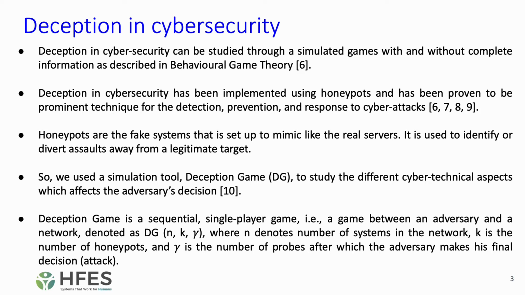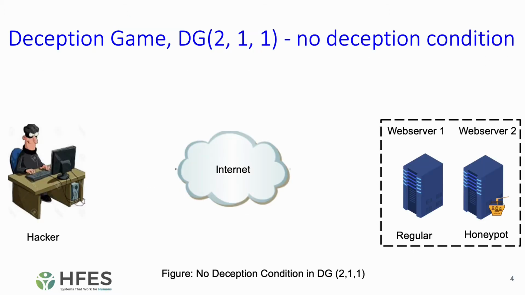DG is a single-player sequential game between the adversary and the network, denoted using the notation DG(N, K, gamma), where N denotes the number of web servers, K denotes the number of honeypots, and gamma denotes the number of probes after which the adversary makes his final decision. Here I will show you a demo of how DG211 depicts the no-deception condition. Web server 1 is the regular web server, or the real system, and web server 2 is the honeypot system, as depicted in the figure.